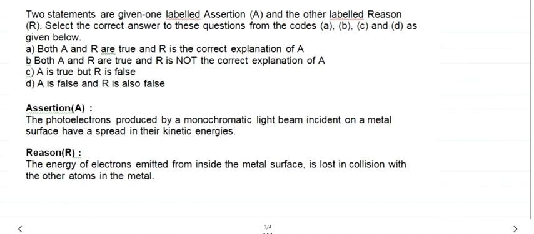So after that, let us read the assertion and reason. In the assertion it is written: the photoelectrons produced by a monochromatic light, that means the light of particular frequency or particular wavelength, incident on a metal surface. Obviously it has to be incident, otherwise how will these photoelectrons come out, have a spread in their kinetic energies.